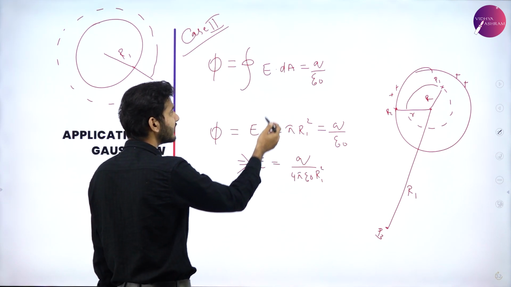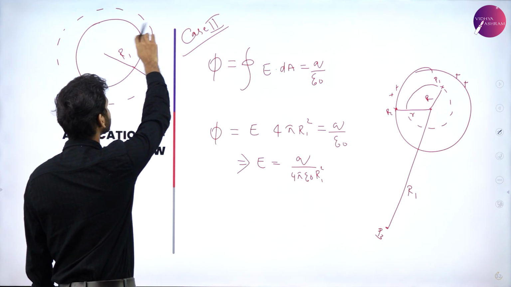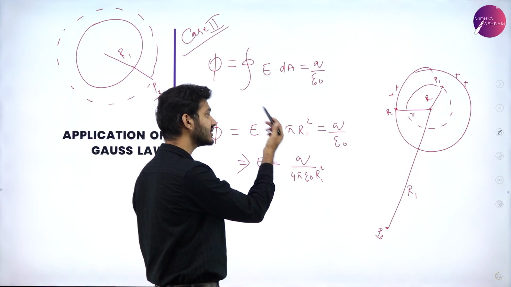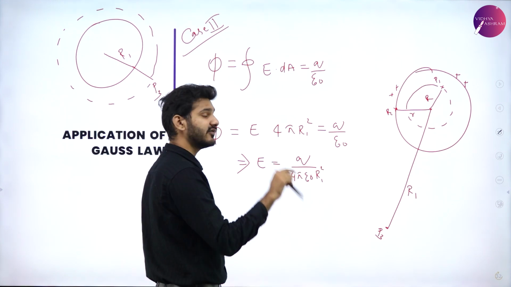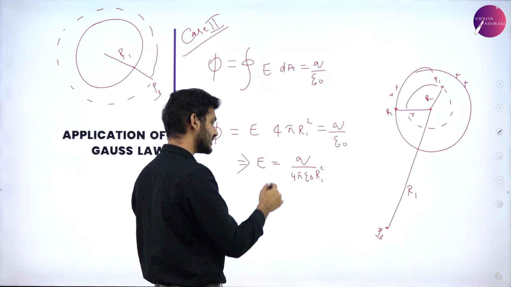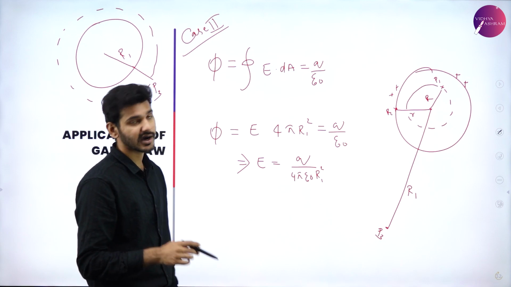So what did we do? We integrated, and we found out that the area of the Gaussian surface when integrated was nothing but the area of the sphere, which is given by the equation 4 pi r square. And we wrote that down, and now we got the equation for the electric field, which is nothing but E is equal to Q by 4 pi epsilon naught r square.